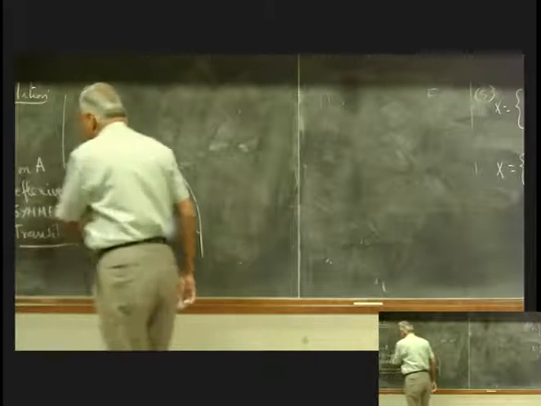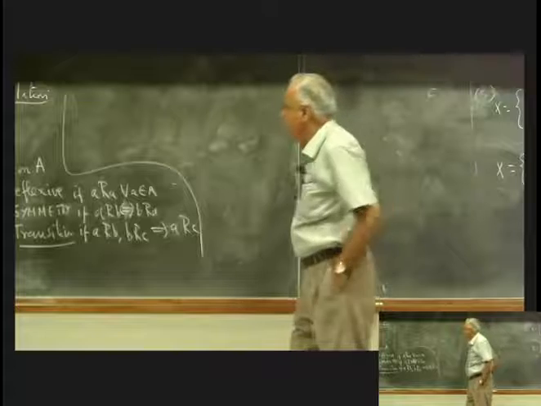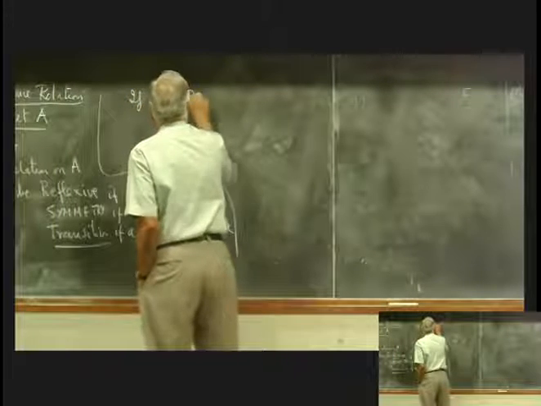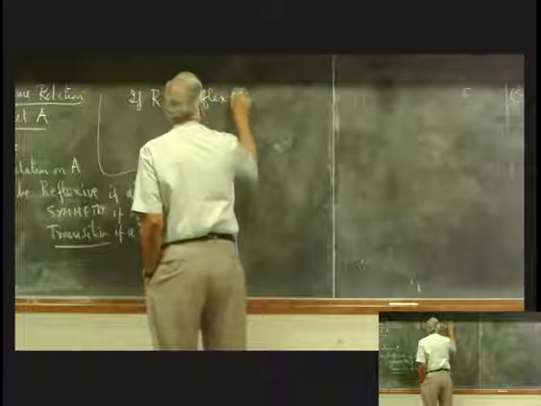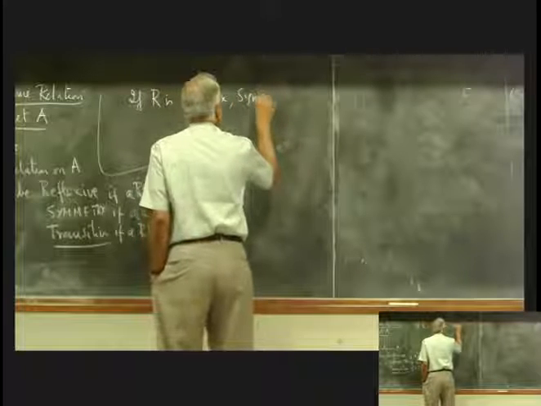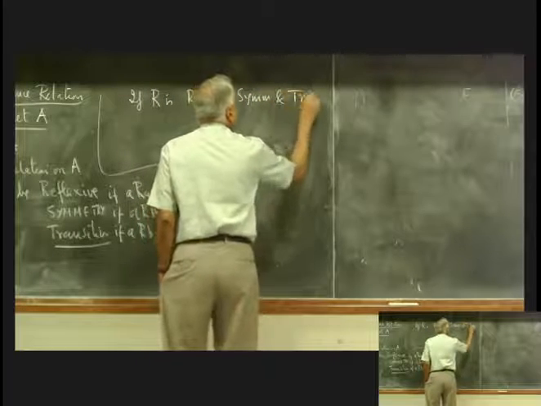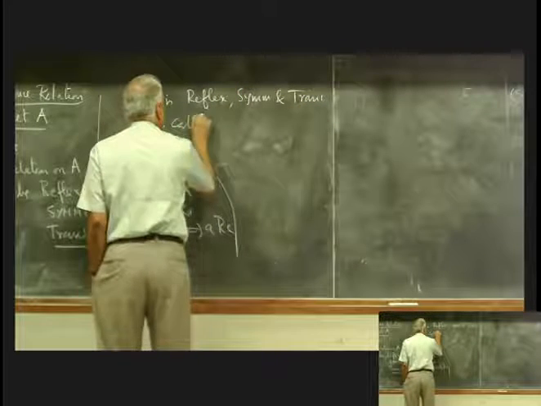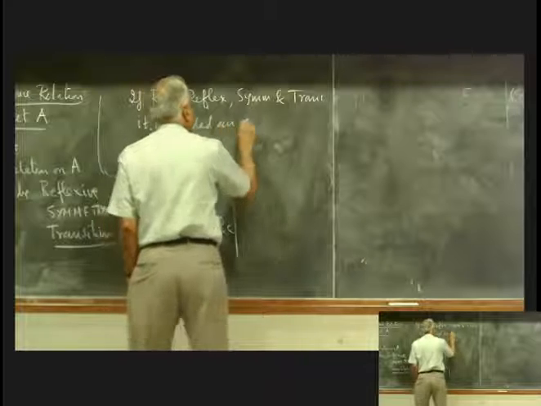So if all these three are satisfied, that relation is called an equivalence relation. If R is reflexive, symmetric and transitive, it is called an equivalence relation.